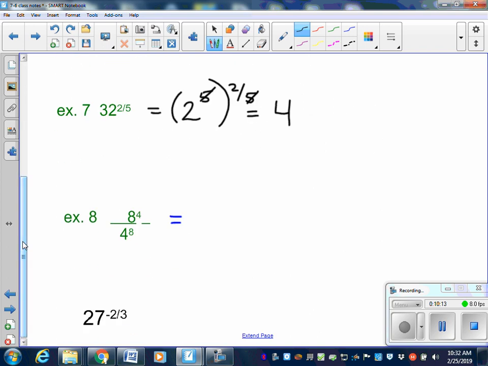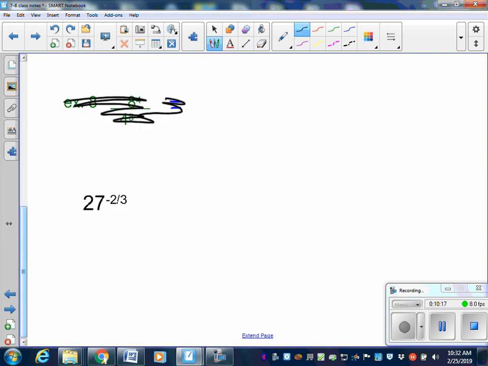This one is not on your lecture notes, but this one is. 27 raised to the negative 2/3. Last problem for today. I looked at my chart. I'm going to change 27 to 3 to the third. Some of you don't even need a chart. Some of you know that 3 to the third is 27. Raise it to the negative 2/3.